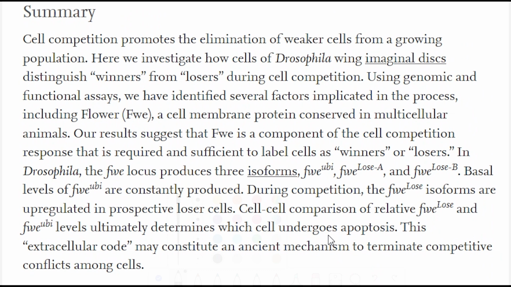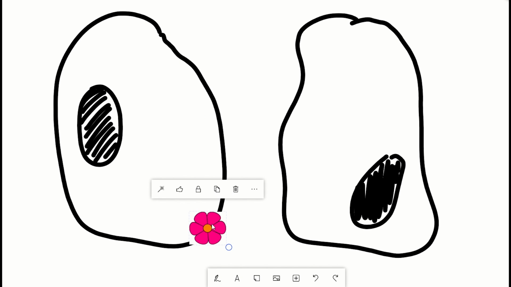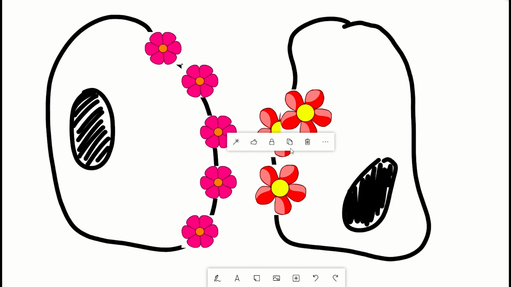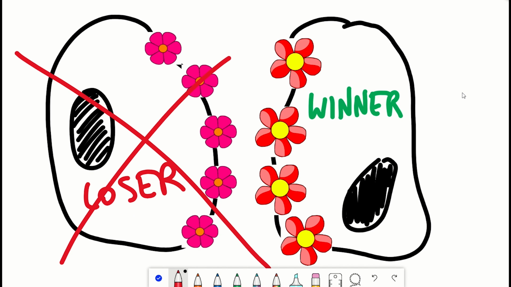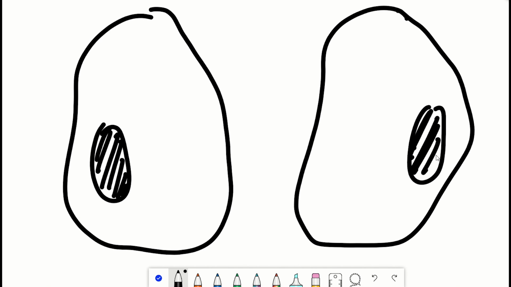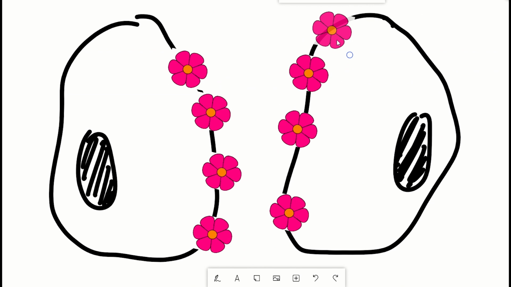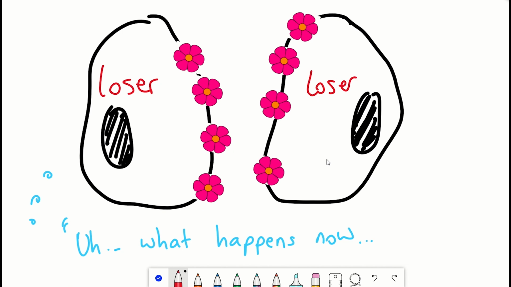Now, this actually has nothing to do with flowers, but instead to do with a membrane protein called flower. Depending on which isoform of the flower protein the cell was expressing, it predisposed the cell to be a winner or a loser. So the flower code is like the cell competition code that neighbouring cells can use to work out if they're fitter. But it also depends on neighbouring cells. If they both have loser signals, then both losers remain. And this is an important point to remember for later when we look at ageing.